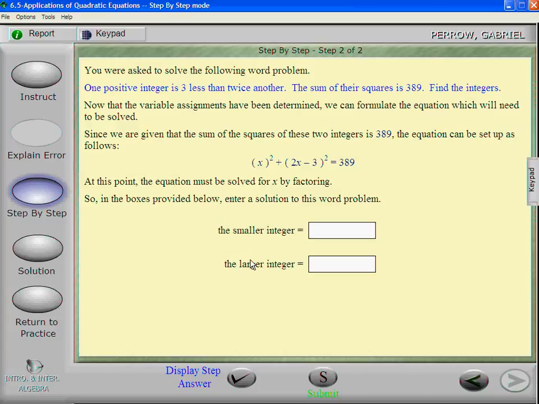So what I can basically say about this problem from here is that if you take the 2x minus 3 and you FOIL it out, 2x minus 3 times itself, and then you add it to the x squared, and you do all that, you subtract the 389 from both sides, you're going to end up with 5x squared minus 12x minus 380 equals 0. So they magically just say, give me the answers for the smaller and larger integers.